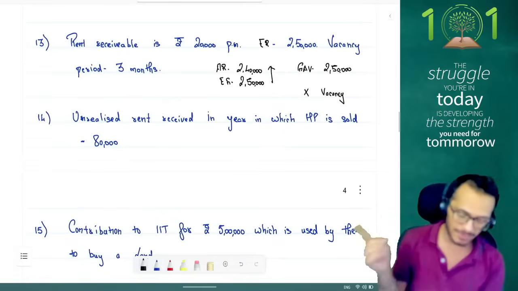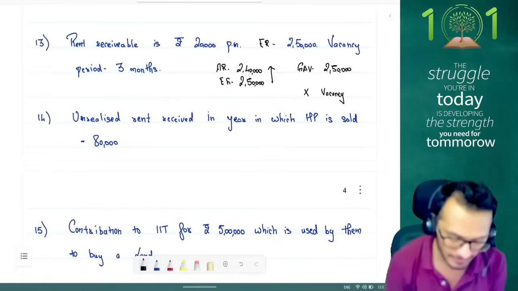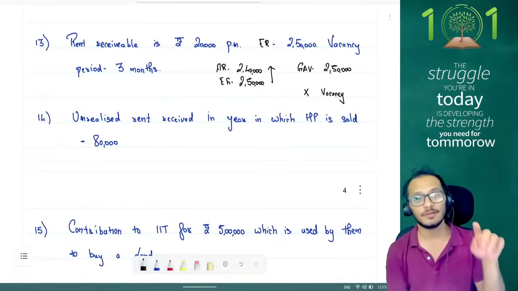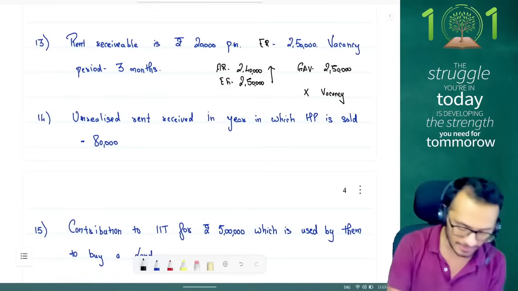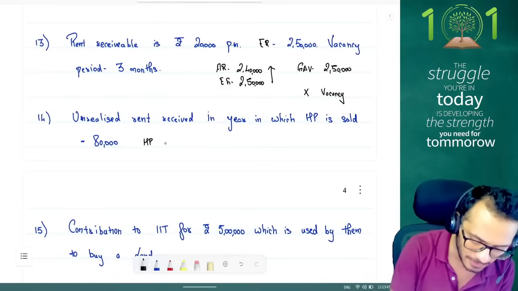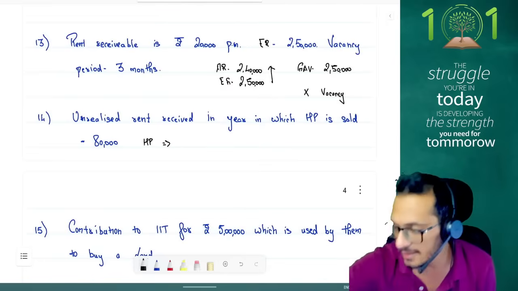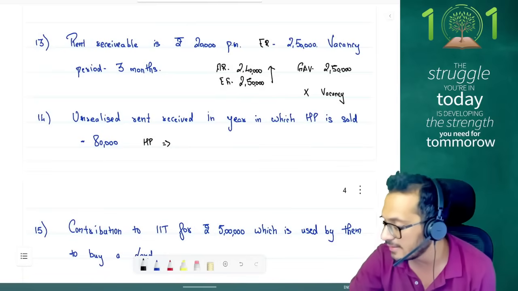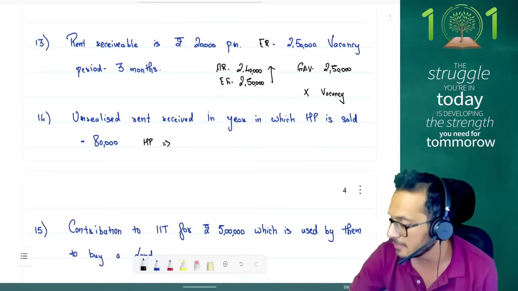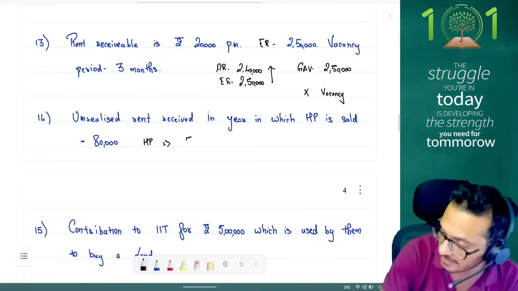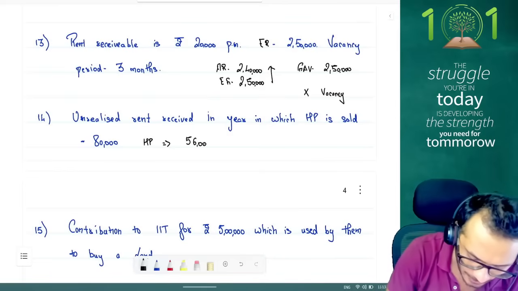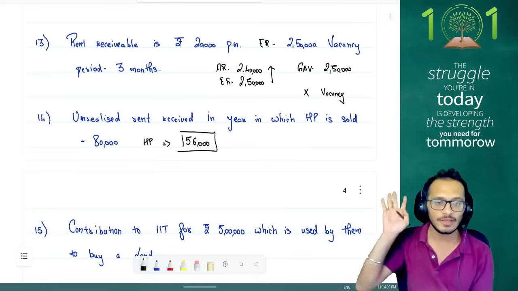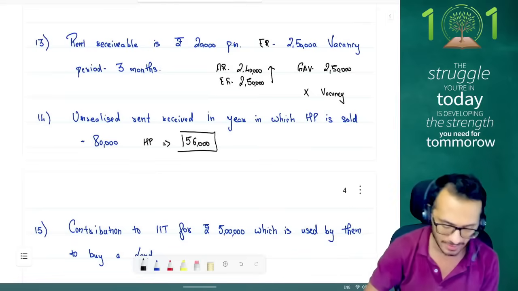Yes, very good. Next, we have unrealized rent received in the year in which HP is sold. In the current year, I don't have a house property, but I've received unrealized rent of the past years. Under which head will it be taxable? It will be taxable under HP. How much will be taxable? You cannot tax the full 80,000, people. It is 80,000 after allowing 30% standard deduction. So 80,000 minus 30% deduction gives me 56,000. Only 56,000 will become taxable for you. This is an MCQ level question, so keep that MCQ question in mind.